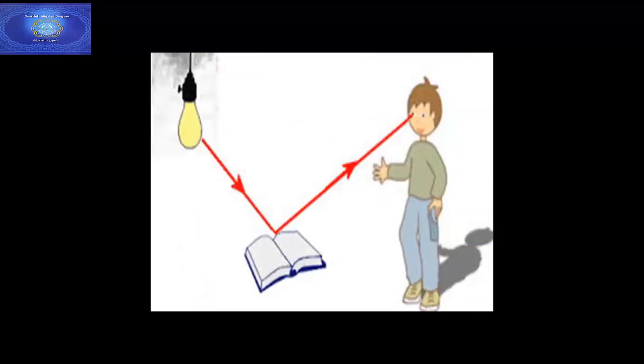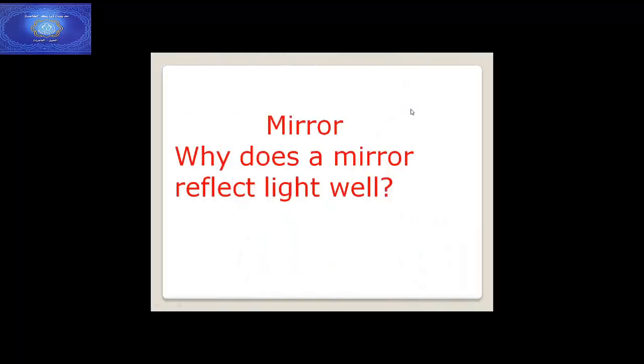Here, how can this boy see the book? The light travels from the light source, from the bulb, to the book. Then the light reflects off the book to the boy's eyes. By this way he can see the book.